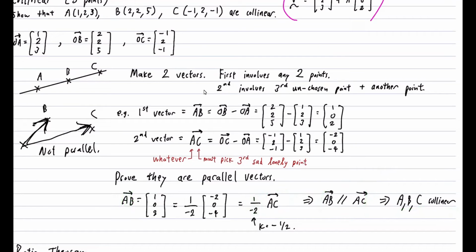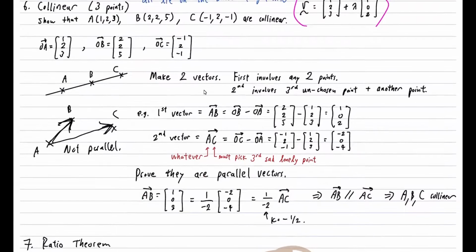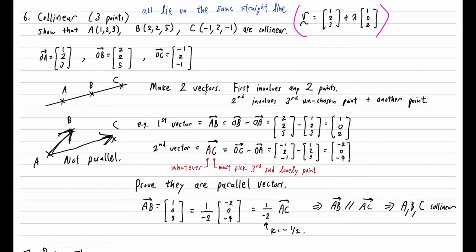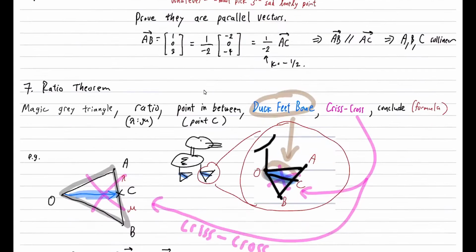Any other things I need to take note of? Yeah, nothing much. That's all. Collinear done. Any questions? No. Next one. Okay, good. Ratio theorem.